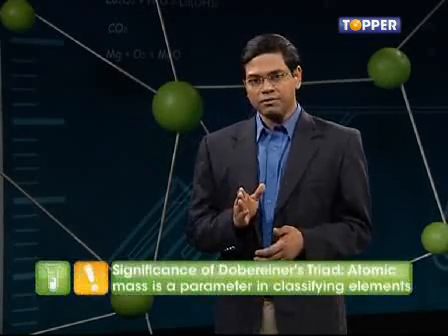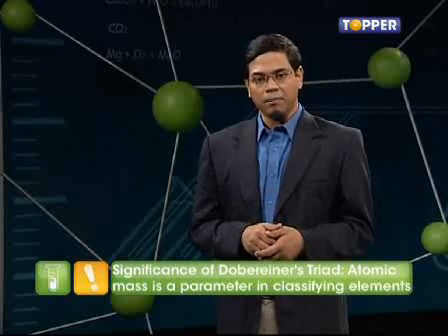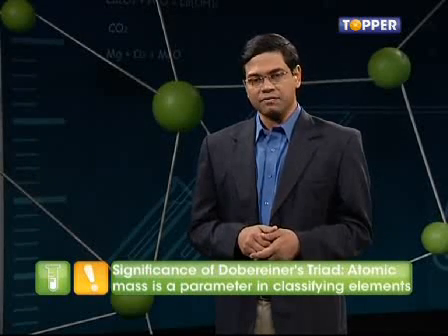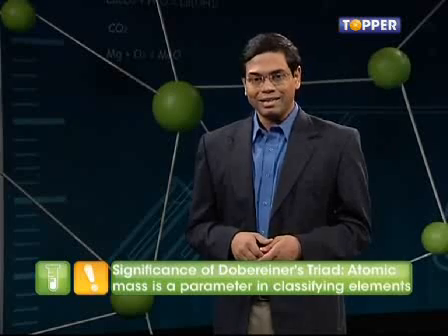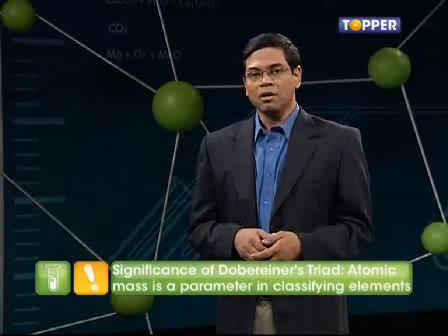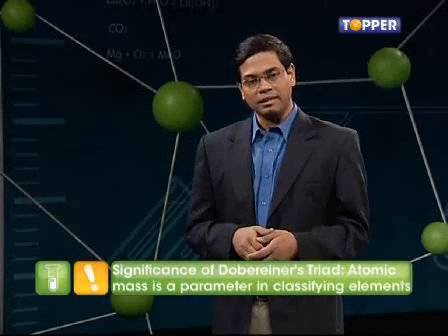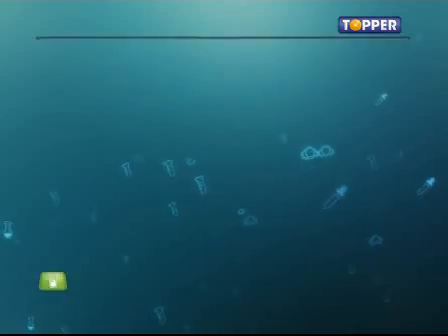So why do we still study about him? That's because Dobereiner had made a very important contribution through his triads. He was one of the first to realize that atomic mass was a parameter in classifying elements. It would take at least 3 decades more for this realization to lead to the next significant discovery.